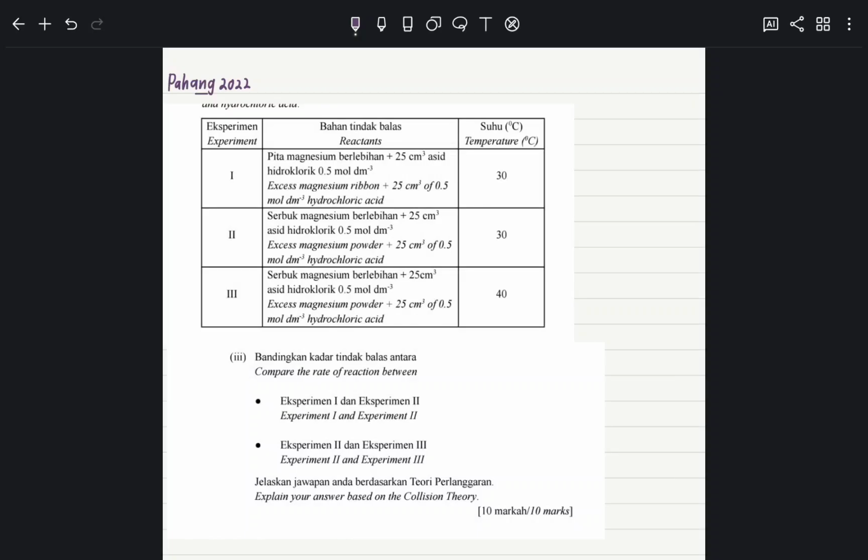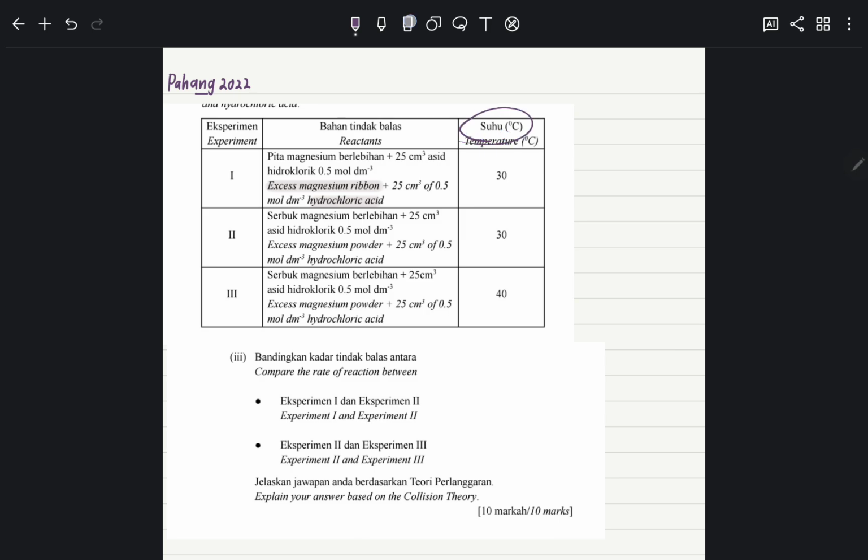Okay, now let's say there's one exam question. First thing, you have to read it first. Set 1 uses magnesium ribbon. Excess magnesium ribbon plus 25 cm³ of hydrochloric acid. The temperature is 30. You see temperature, there are 4 factors that influence rate of reaction, and one of them is temperature.